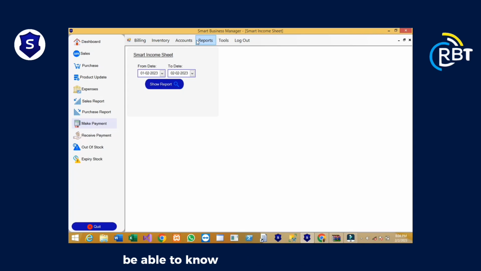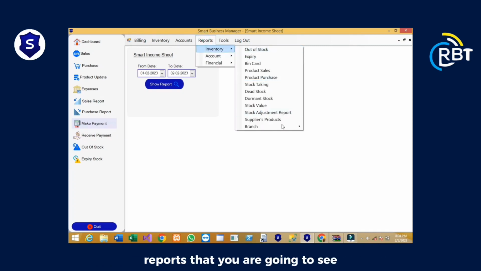So you'll be able to now analyze this report and make informed decisions about your business in terms of how you minimize your cost, how it can even help you with your sales reports, your out of stock report, and to be able to forecast on how to purchase. There are several of those reports in your inventory reports, your bin card, your expiry, a lot of them, that you are going to see things that you need to do and how you are going to do it.